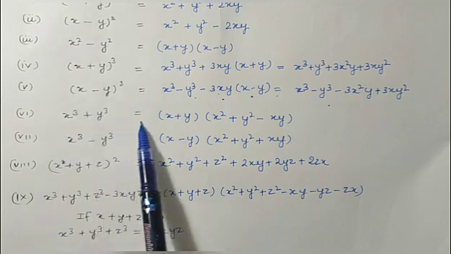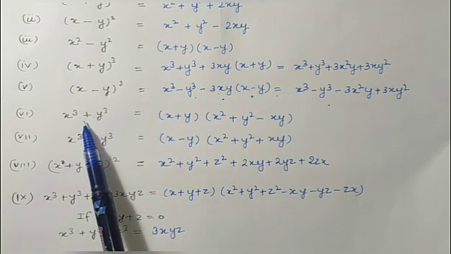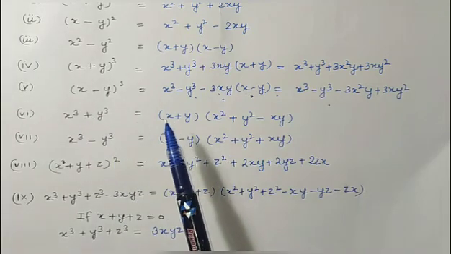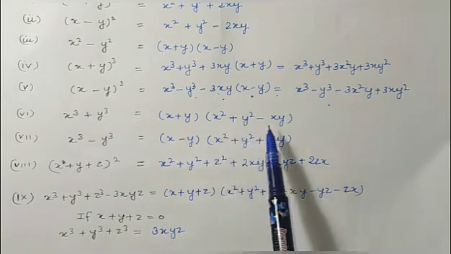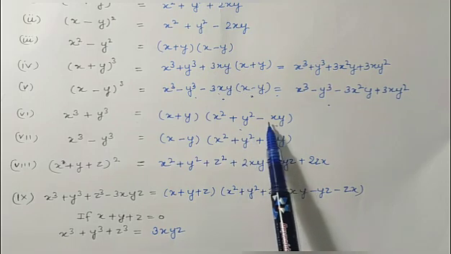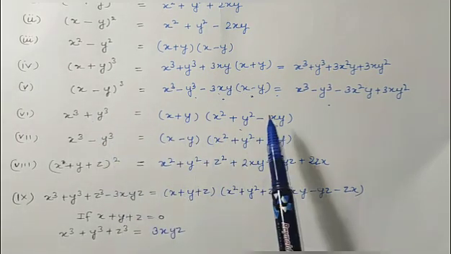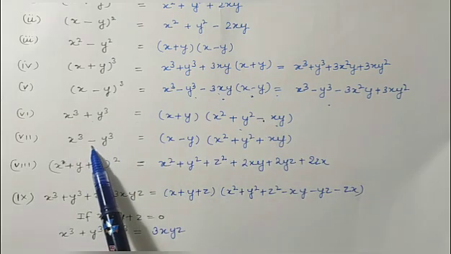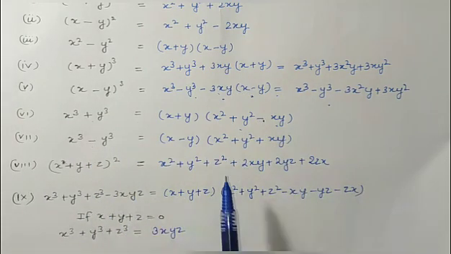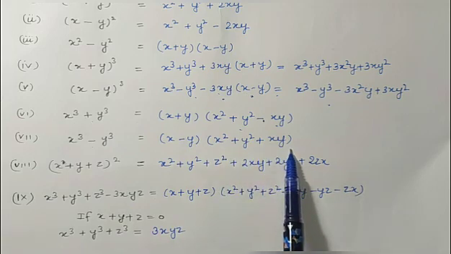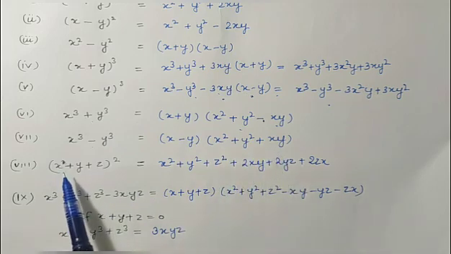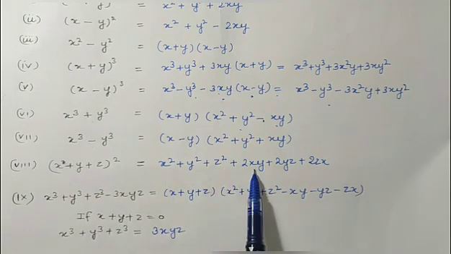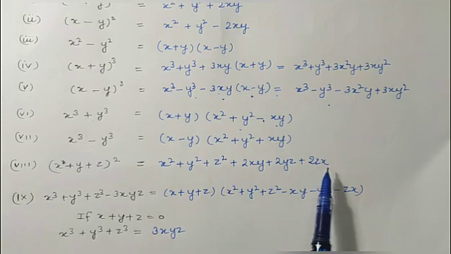X cube plus y cube is what? X plus y. See, if the identity of x cube plus y cube, meaning plus formula, is there, then firstly we'll write x plus y, and in the other bracket x square plus y square minus xy. In the formula of plus, in the second bracket one negative sign you will get. And in the formula of minus, in the second bracket all positive you will get. Now this formula: x plus y plus z whole square is x square plus y square plus z square plus 2xy plus 2yz plus 2zx.